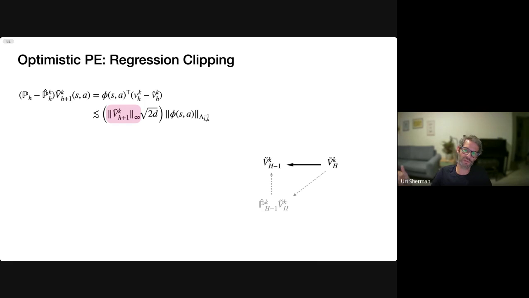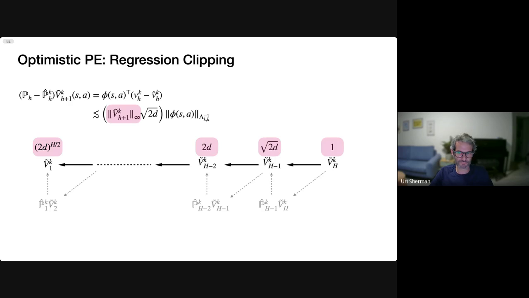But then if we take into account the fact that we perform this least squares regression to bound the magnitude of the estimated value function at step H-1, then the best we can say, if we're not able to say anything smart about the query vector phi SA related to the covariance matrix, the lambda KH, is just bound this value by the sup norm of the previous step times this factor of square root 2D. But the problem is that if we continue to do this across the horizon, we are, of course, just going to get an exponential blow-up that depends on capital H.